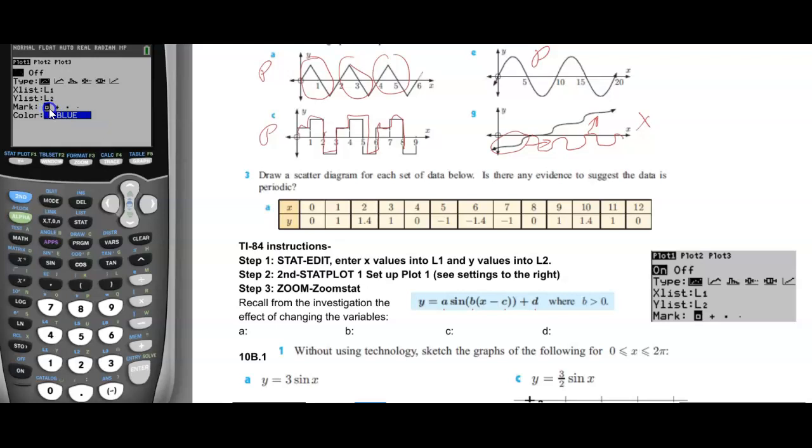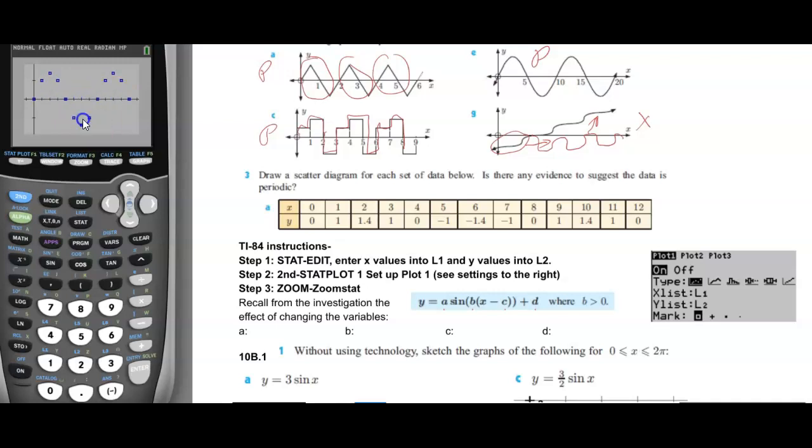The mark doesn't really matter. I'm going to use this little square. Color really doesn't matter. Now I'm just going to make sure that my data is going to be on the screen. So I need to do zoom stat, which is number 9. And there it is, perfectly drawn.